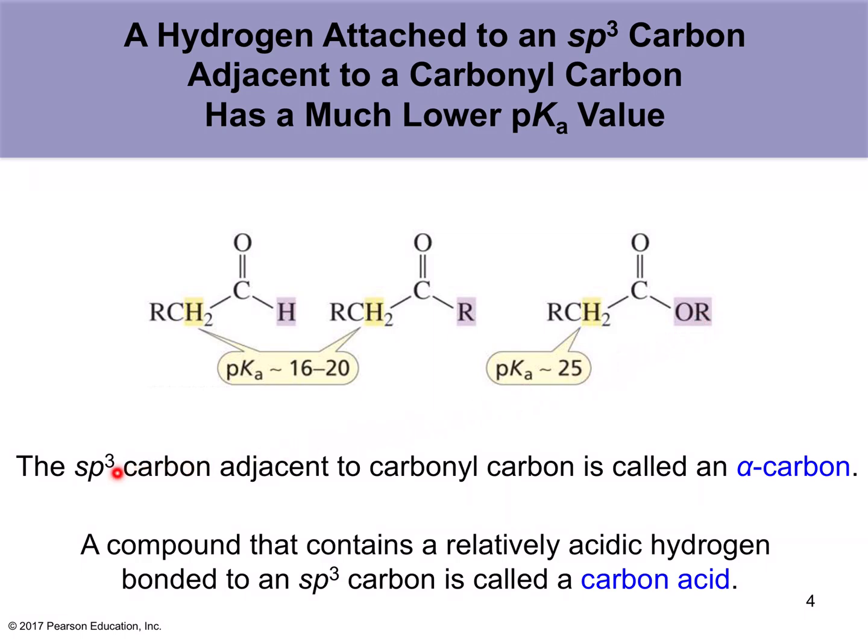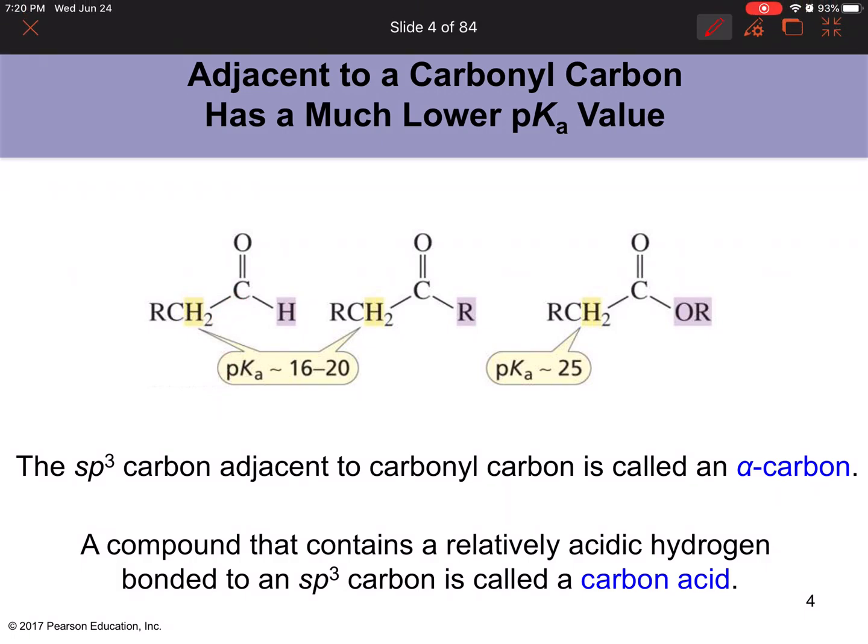The sp3 carbon adjacent to a carbonyl carbon is called an alpha carbon. This is your alpha carbon, adjacent to the carbonyl carbon. If I ask you to identify the alpha carbons, this is an alpha carbon. This one also has an alpha carbon. And if we expand the R group here, this can also have an alpha carbon right there. And this is an alpha carbon, but this one does not have an alpha carbon.